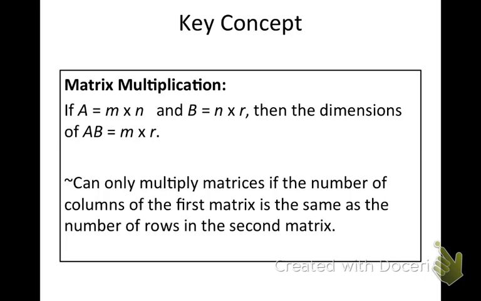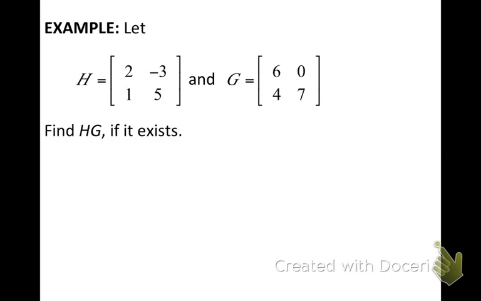Good? All right. So if we had H was the matrix 2, -3, 1, and 5, and G is 6, 0, 4, 7. We want to find HG. And all of these multiplication problems are going to say if it exists. And the reason why it's asking if it exists, because if it doesn't exist, then you can't find the product. But this case it does, because this is a 2 by 2. This is a 2 by 2. Your rows and columns match up, so we're good to go.